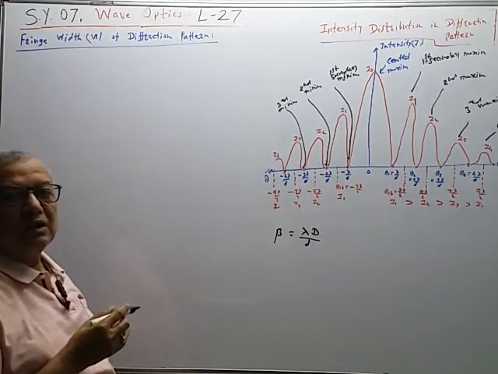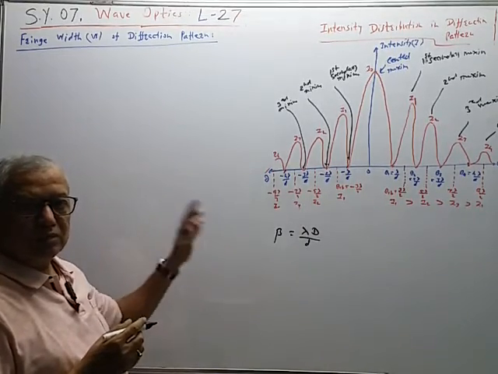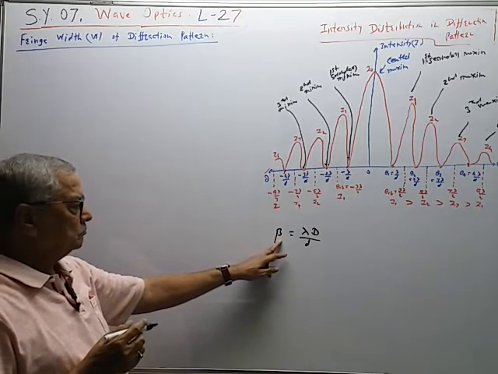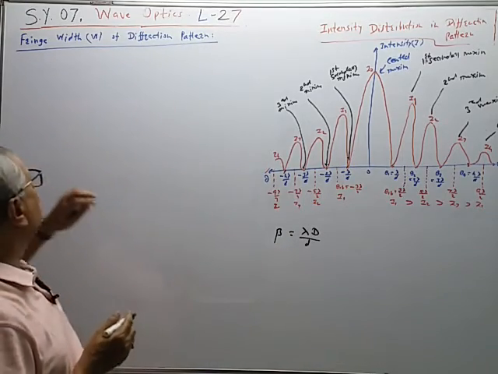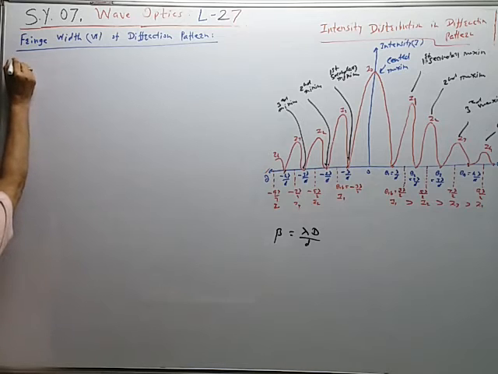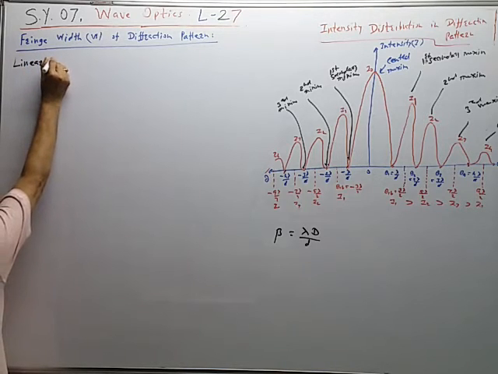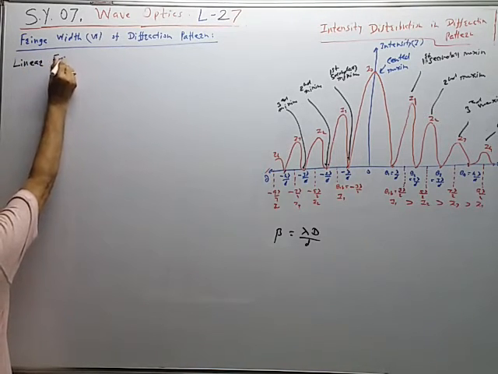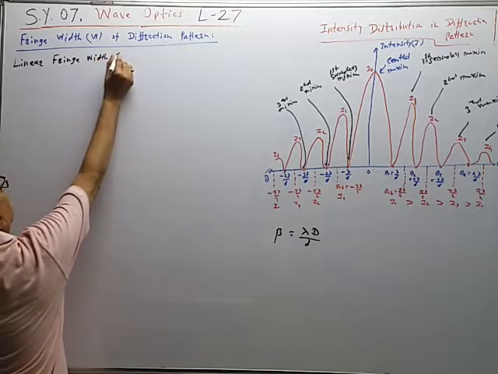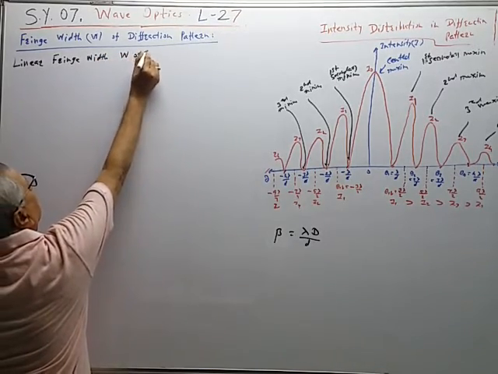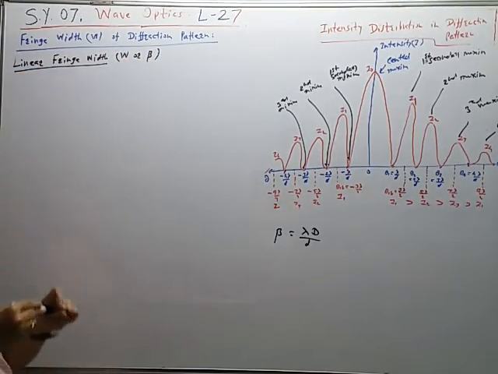It is called the angular bandwidth. Linear bandwidth. म्हणजे डिफ्रॅक्शन पॅटर्नमध्ये आपल्याला दोन प्रकारचे बिट्स कन्सिडर करायचे आहेत. एक म्हणजे दिस अँग्युलर बँडविड्थ आणि लिनियर बँडविड्थ. So first we are going to consider the linear bandwidth. Linear fringe width, W or it may be denoted by beta. Both types of symbols are used.